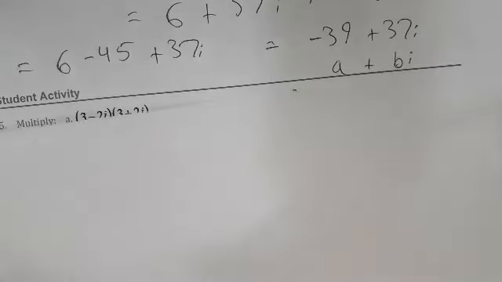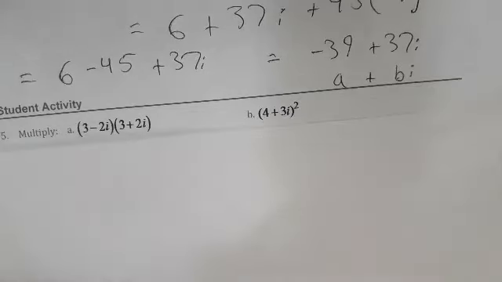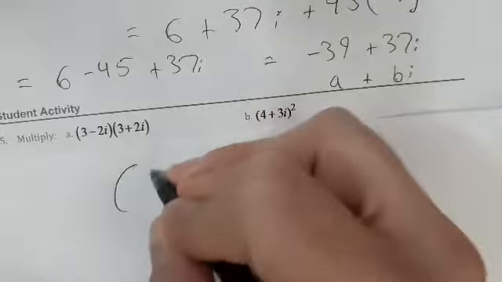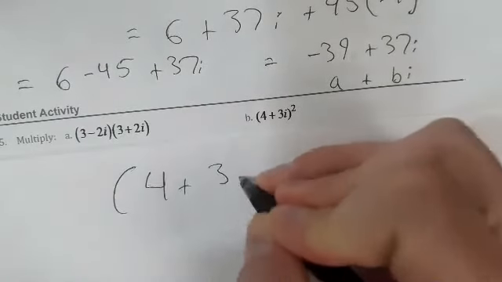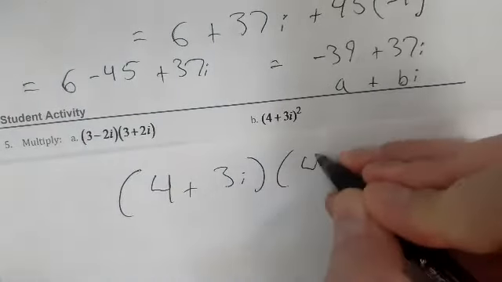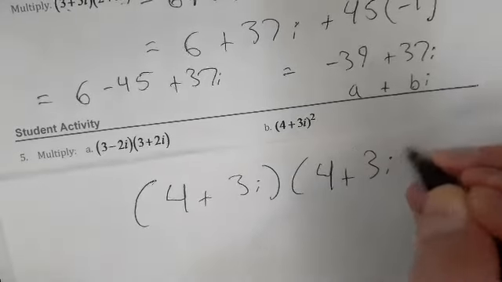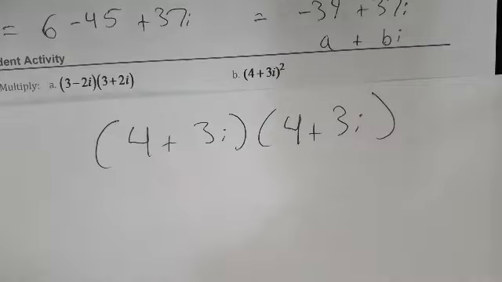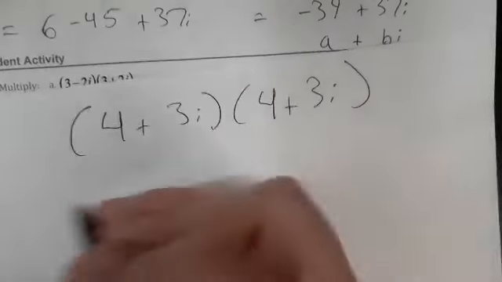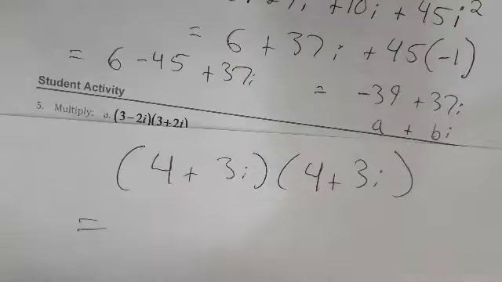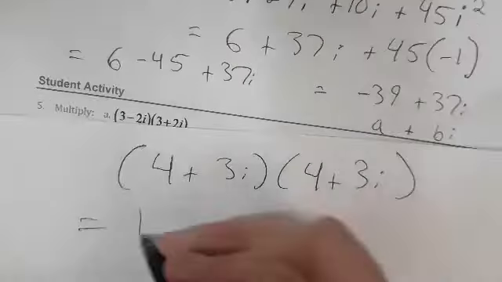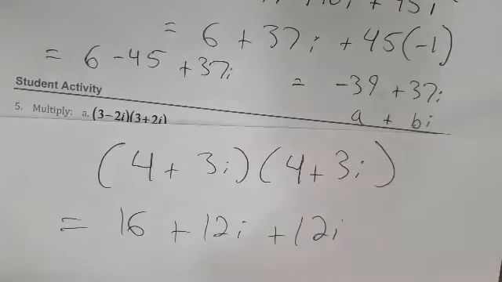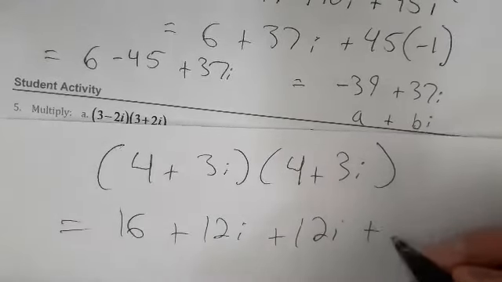Okay, 4 plus 3i. Let's do this. And I said it already, but if you're not doing this, I'm disappointed in you. 4 plus 3i and 4 plus 3i. Better write it out twice. That's what I'm talking about. Do it. 4 times 4 gives me 16. Plus 12i plus 12i. And then the last thing is plus 9i squared.